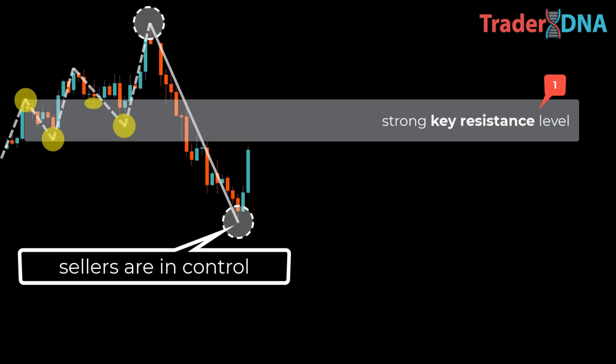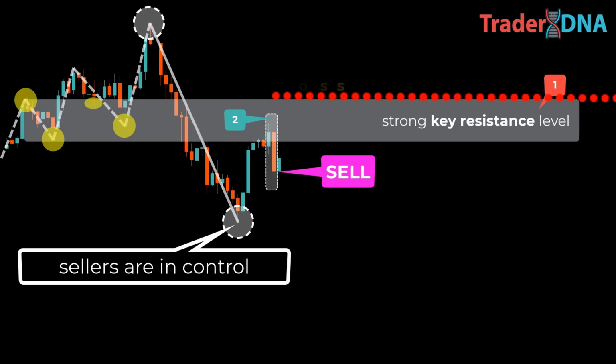Here's a perfect example. The price pulls back, touches the key resistance area, and then a bearish engulfing pattern forms. That's a strong signal that the market is about to resume its downtrend. So what's the next move? Open a sell position on the next candle's opening price.